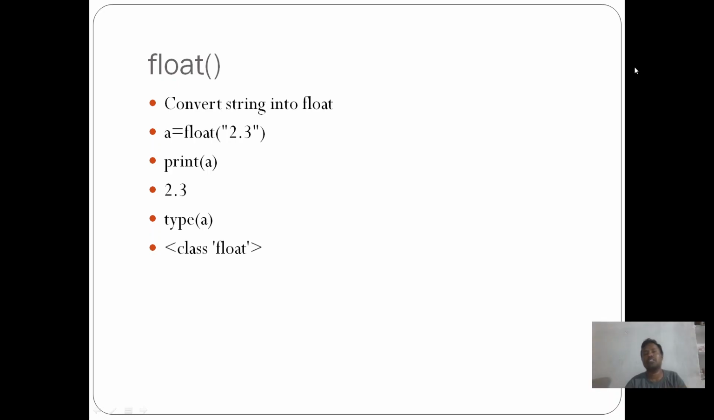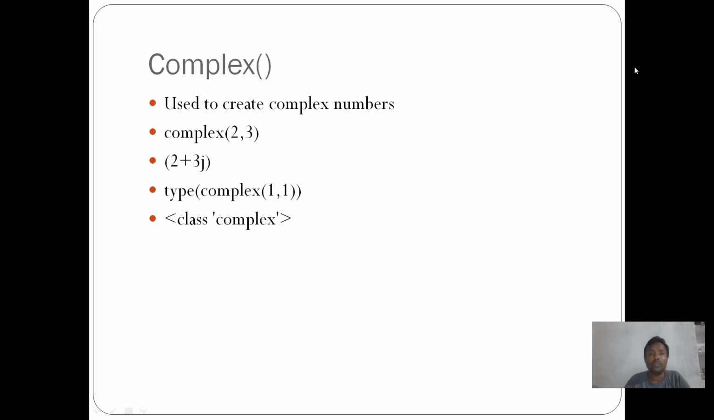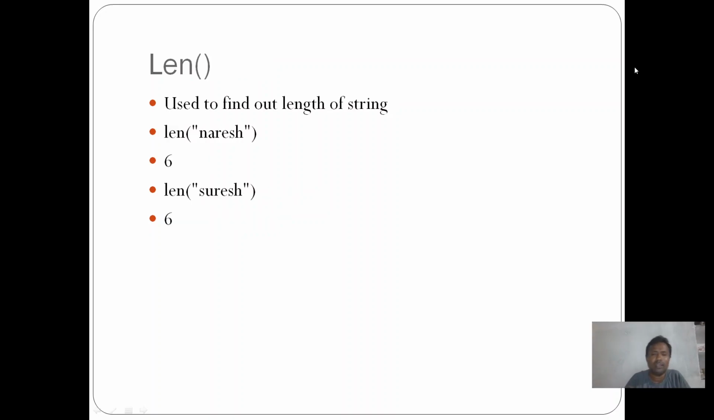Then this float function we have discussed. We can convert a string into float, and we can convert an integer into float also. The complex function is used whenever you want to create a complex number. Using the complex function you can have complex numbers, which take two arguments. The first argument is the real part, the second argument is the imaginary part. Whatever this j is there, this j can be small or capital.